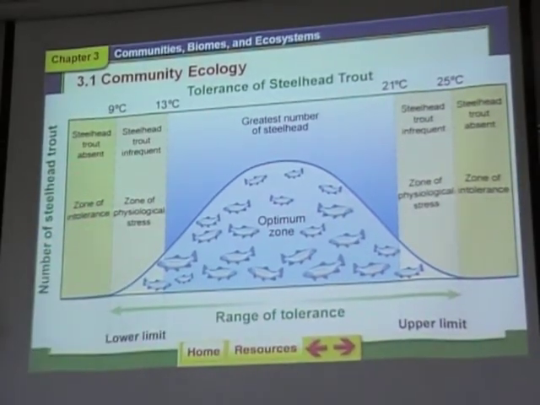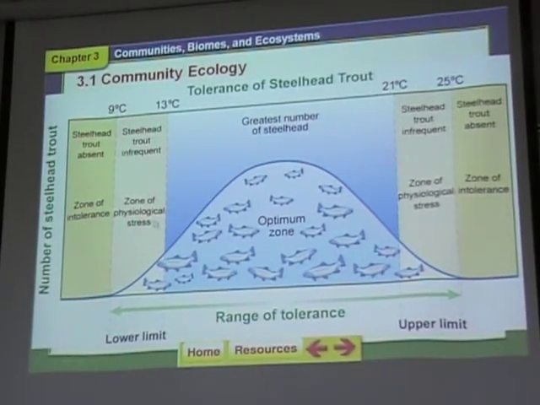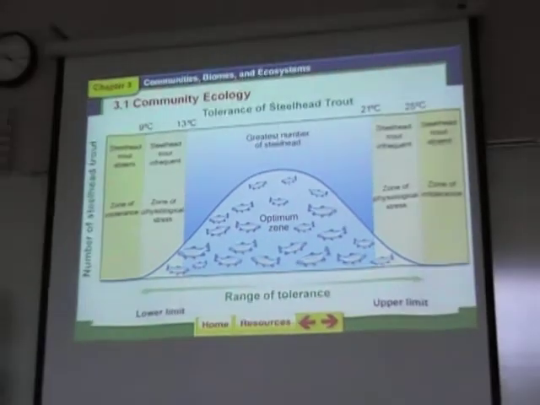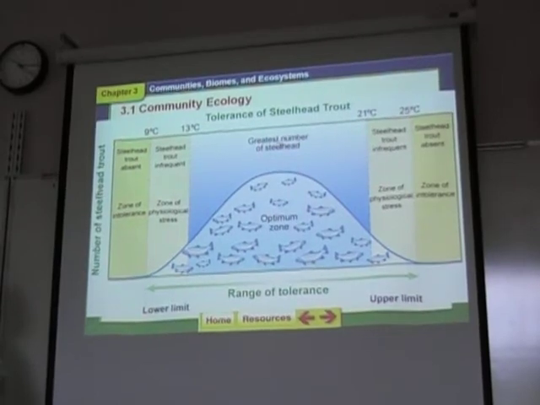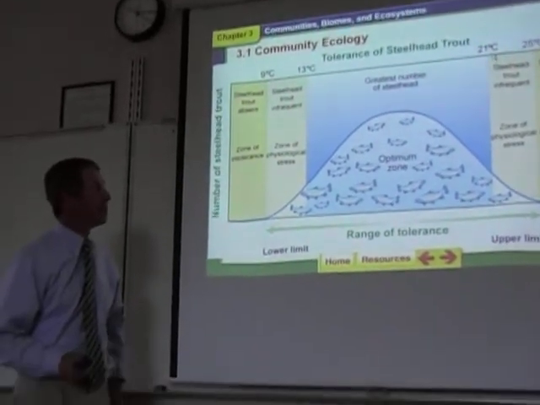For instance, we can think about temperature. This is a temperature graph. As you go further left, that's colder. You can see the temperatures here, 9, 13 degrees Celsius. By the way, 0 degrees Celsius is freezing, and room temperature, where we like it, is about 20 degrees Celsius.